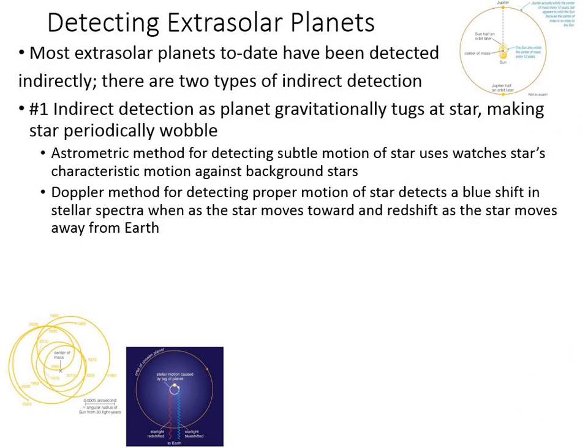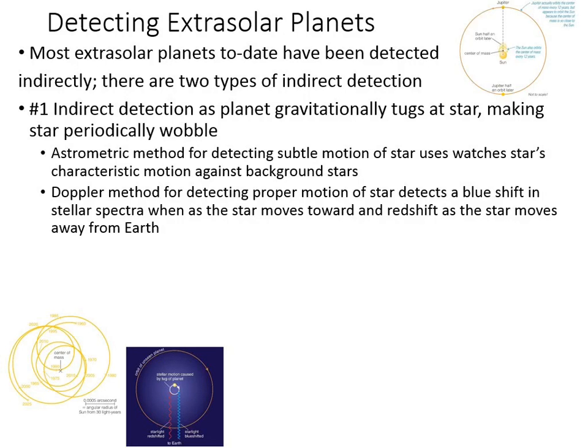So the two types of indirect detection, this one has to do with gravity. The Sun and Jupiter actually do this sort of dance, okay? It's kind of shown down below there. Basically, there's a wiggle because a planet is so big. There's a gravitational tug from the large planet, and it makes the star move a little bit. And so those two figures kind of show that.